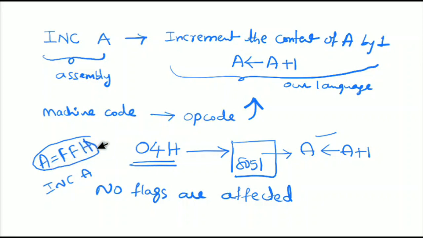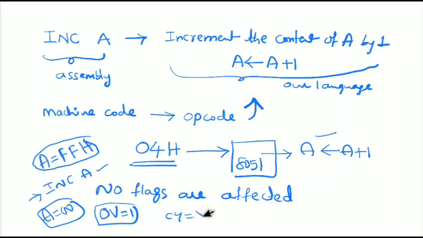This is for our understanding, A equal to FFH. If A equals FFH before this instruction, and you use INC A, then A will become 0 and the overflow flag will be set, not the carry flag. The carry flag will maintain the previous value, only the overflow flag will be affected to indicate this overflow, because now this A register is not enough to store the incremented result. Whenever you are unable to store the incremented result within the register, this overflow will occur, right? This is INC A.